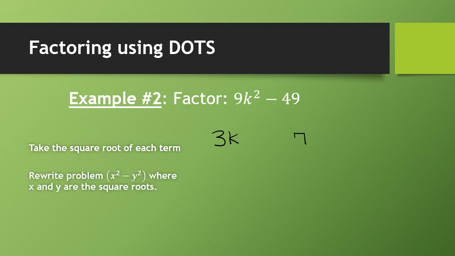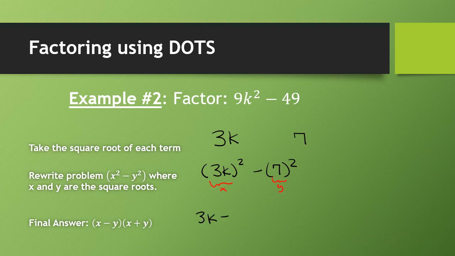So I'm going to rewrite this as x squared minus y squared, so this expression is equivalent to 3k squared minus 7 squared. And then last but not least, I will write my answer as x minus y, x plus y. And remember right here, this represents x and this represents y. So when I rewrite this, it's going to be 3k minus 7 times 3k plus 7. All right.